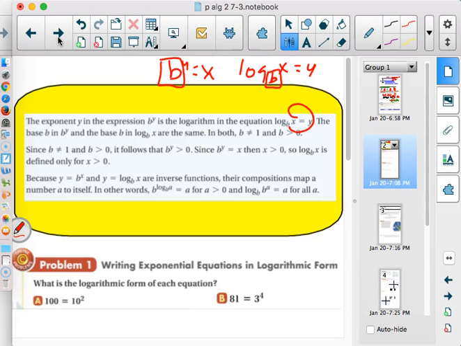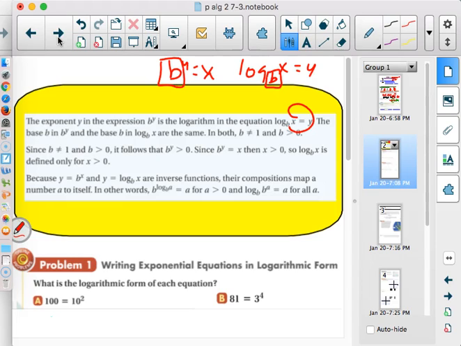And it says in both, b will not be equal to 1 and b will be greater than 0. So we're not going to talk about negative bases. We're going to stick with strictly some basics here. Since b is not equal to 1 and b is greater than 0, then it follows that when you raise this thing to a power, it has to be greater than 0. And then b to the y equals x if x is greater than 0. So the logarithm base b of x is defined only when x is greater than 0.